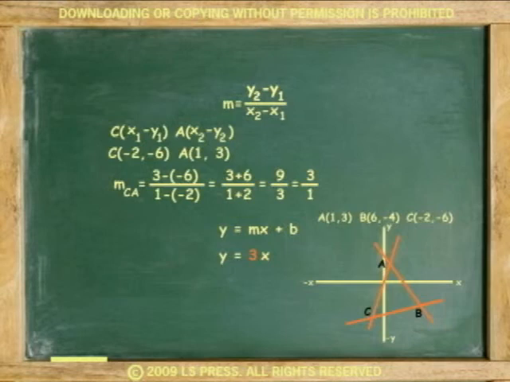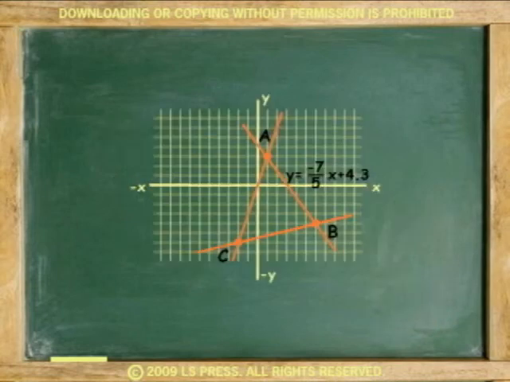The equations for the three lines that form triangle ABC are y equals negative 7 over 5 x plus 4.3, y equals 1 over 4 x minus 5.5, and y equals 3x.